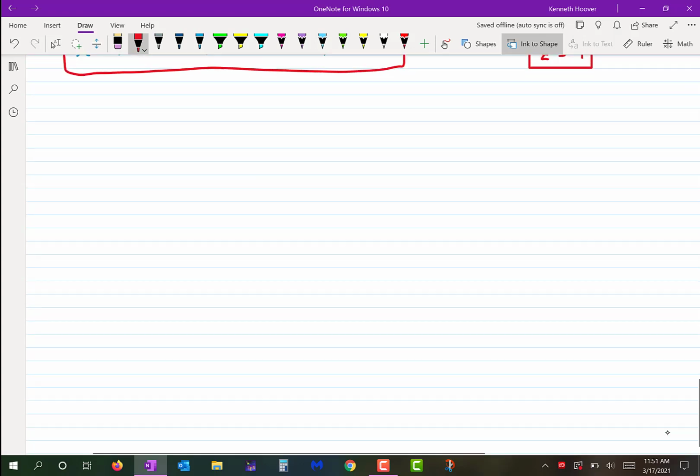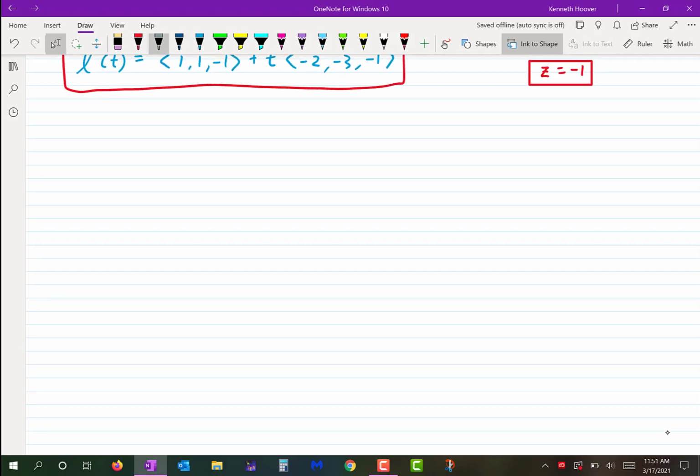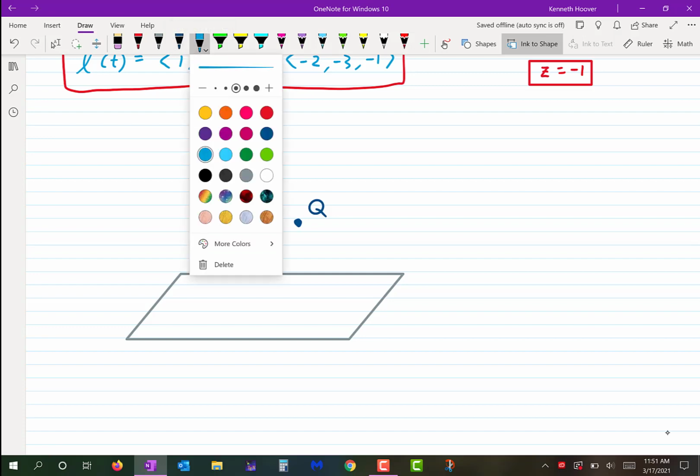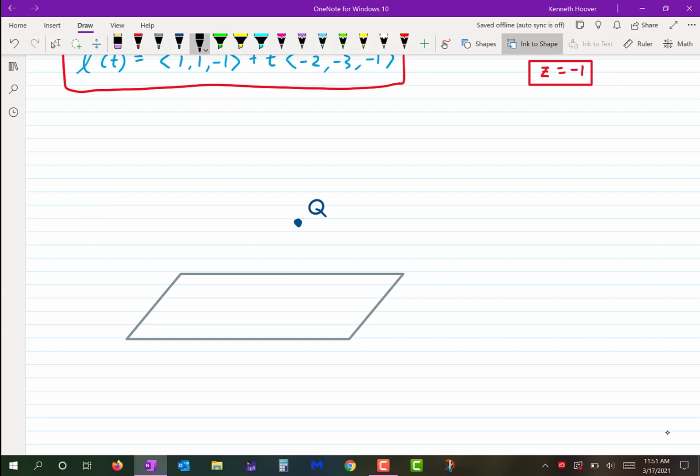Okay, the last topic for this section is about distances. What if you have a plane and you have a point that's not on the plane? Let's call that Q. How can you find the distance from the point to the plane? Let's just call that distance h.